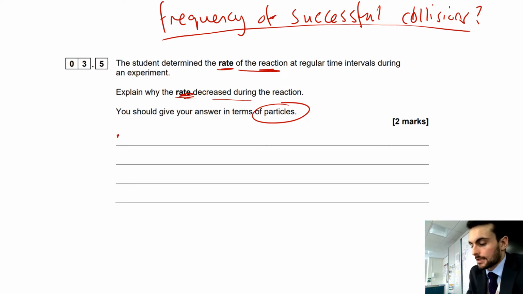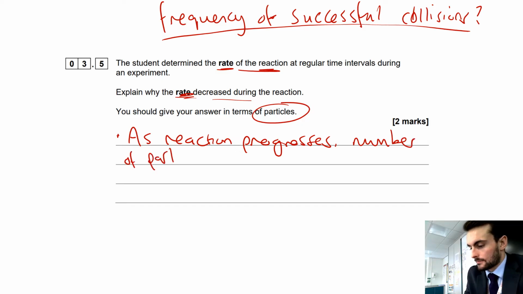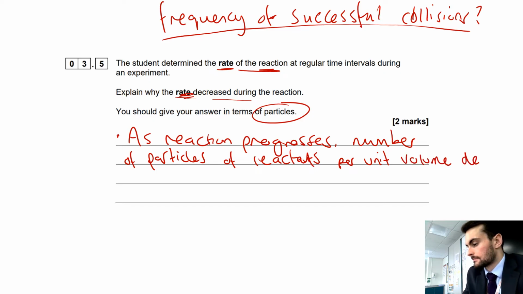Well, if we think as the reaction progresses, the reactants are being used up and being turned into products, so the amount of particles that we have as reactants is going to be less and less and less as time goes on. So that's the first thing we can put. Number of particles of reactants per unit volume decreases. Yeah, that's your first mark.